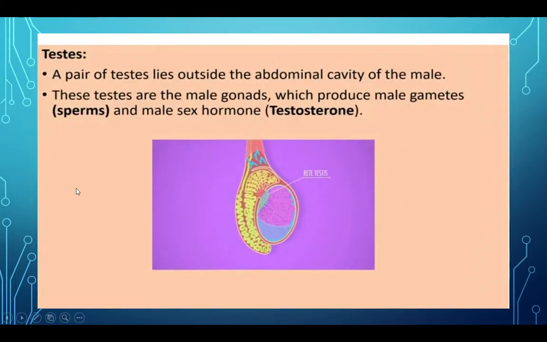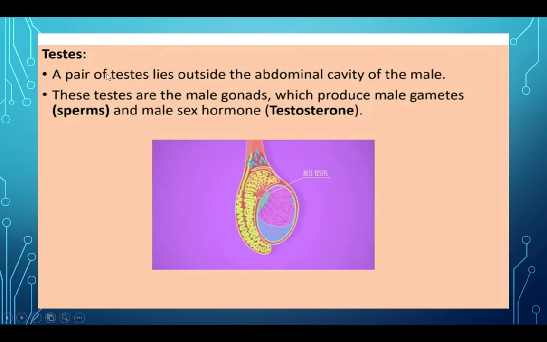Let's see the different parts of the male reproductive system. First one, testis. So I told you testis is the primary sex organ for the male. So this is the testis.